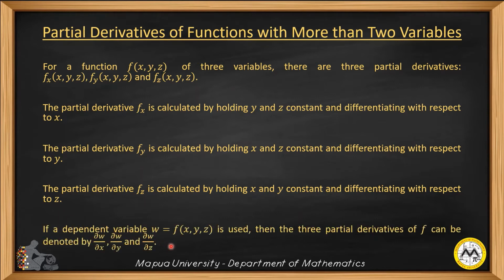Now, if we are given a function w dependent on x, y, and z, then the three partial derivatives of the function f, or of w, would be denoted as follows. This is the partial derivative of w with respect to x, partial derivative of w with respect to y, and partial derivative of w with respect to z.